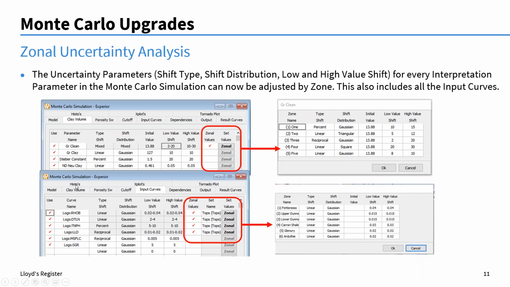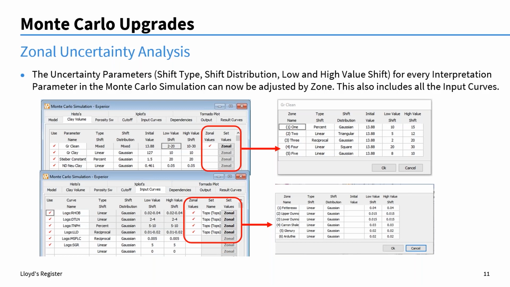You just check the option that you want it to be zonal, and then you can put per zone, you could either change the shift type, change the shift distribution, the low values, the high values. So that's really powerful, because previously if you wanted to capture the uncertainty in, say, RW, because in one zone you've got produced water, so you've got water chemistry and a very good understanding of RW. Maybe in another zone you don't have any produced water, but you did drill a water leg and you've got a good set of logs and a Pickett plot.